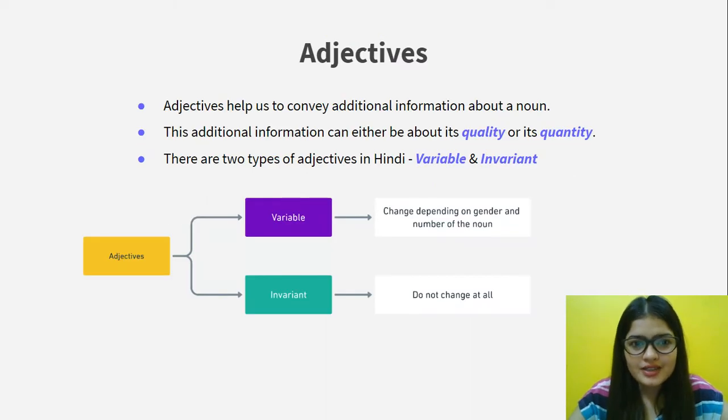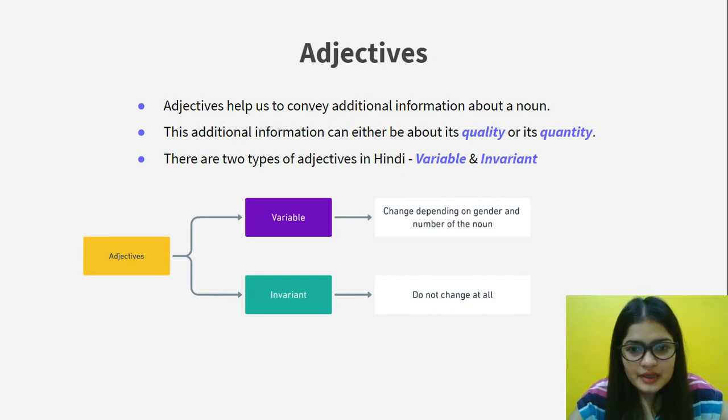So, what are adjectives? Adjectives help us to convey additional information about a noun. This additional information can either be about its quality or its quantity. There are two types of adjectives in Hindi, variable and invariant. Let us see what they mean.